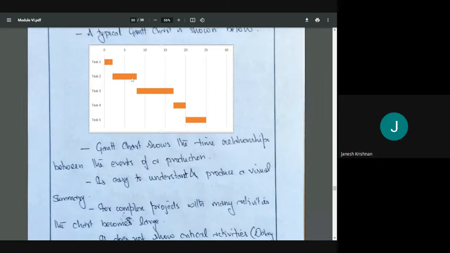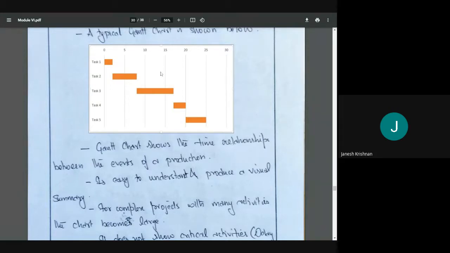By looking at this, if my work is not up to the mark, on the 7th or 8th day task 2 should be complete. If it is not complete on the 8th day, it means there's some fault, something is wrong, so I can make corrections. If I feel that it's not going to be completed on the 8th day, I can say, you have to work extra time, put in extra labor, call up an extra person, and complete the work so that task 3 can start on time. Because if task 2 is delayed, task 3 will be delayed, task 4 will be delayed, task 5 will be delayed. So my time schedule of 25 days will not be met.